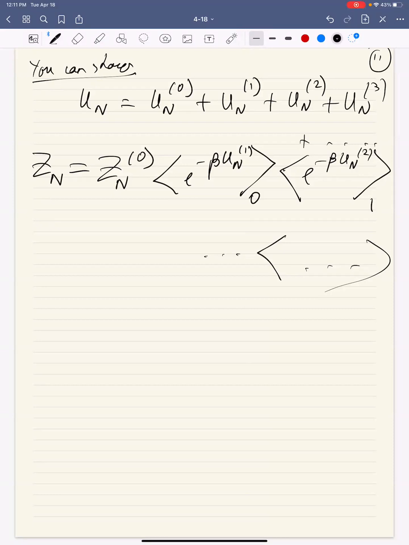In terms of what? No, we will Taylor expand in terms of beta. Yeah, it will be something like beta.